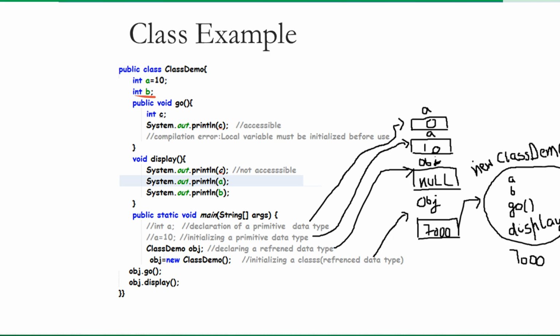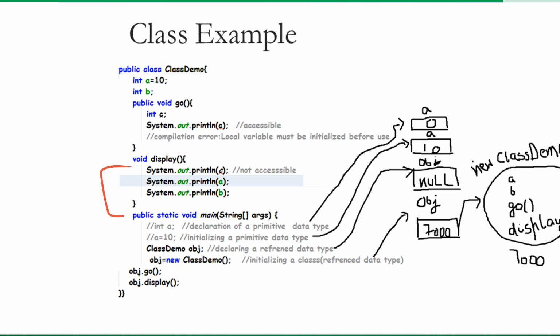Now here b is already initialized with 0 by default, okay, because it is a global variable, so it will automatically be initialized with 0. Okay, but it is not true for local variables. So local variables in Java must be initialized before usage.